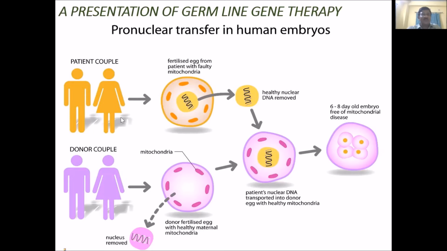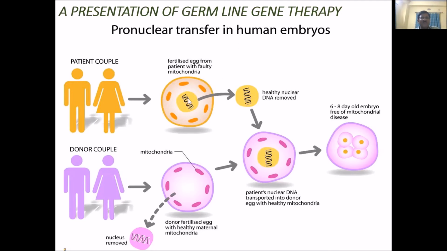Say, for example, you have an inherited mitochondrial disorder, and mitochondrial disorders are inherited maternally. You do not know how many mitochondria are present in which cells, so it is very difficult to treat mitochondrial disorders by somatic cell gene therapy. So germline gene therapy has been approached for it.